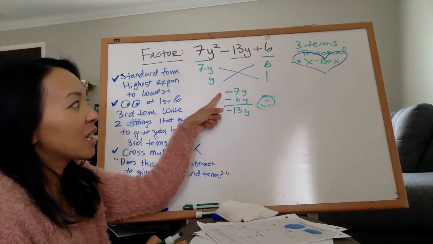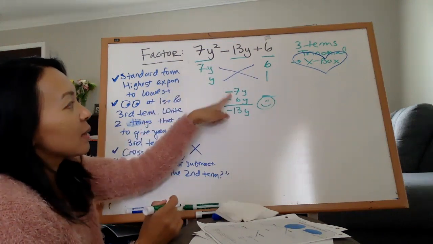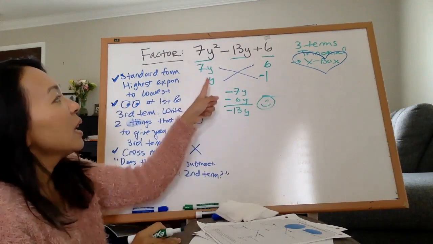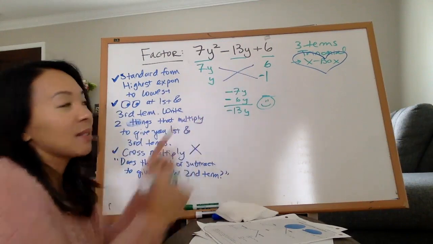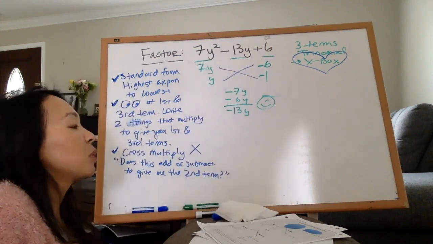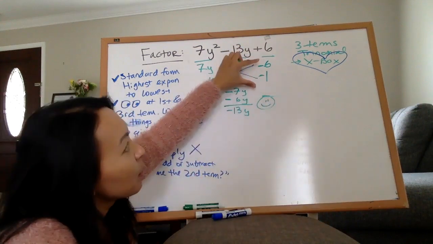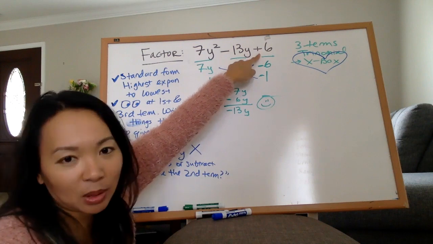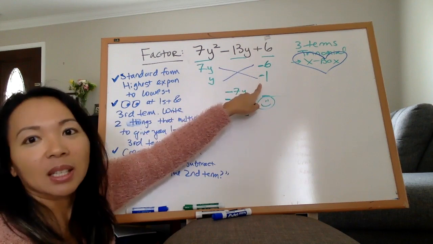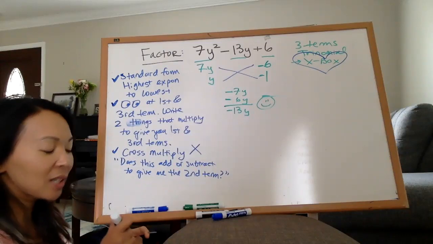However, I need a negative here and a negative here. So how do you make these negative? Well, to make a negative 7y, you need 7y times a negative 1 will give me a negative 7y. And y times 6, I want it to be a negative 6y, so I'm going to put a negative 6. But I need to be really careful at this point because I need to make sure that when I put these negatives, if I multiply these two numbers, I still get the third term. And the answer is yes, thankfully. Negative 6 times a negative 1 does give me a positive 6. So that does work. So those are my winner chicken dinner numbers.